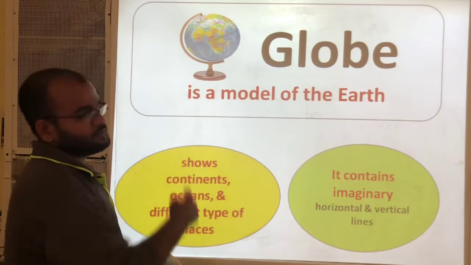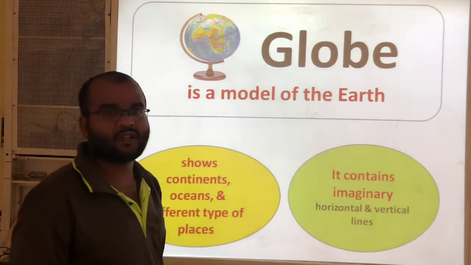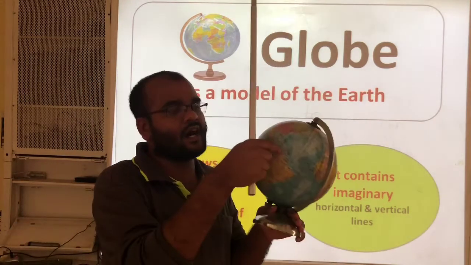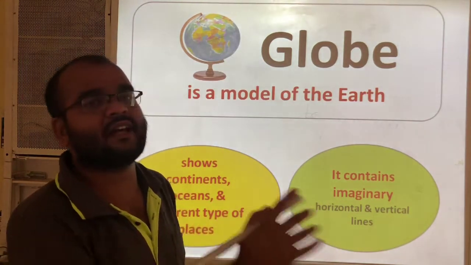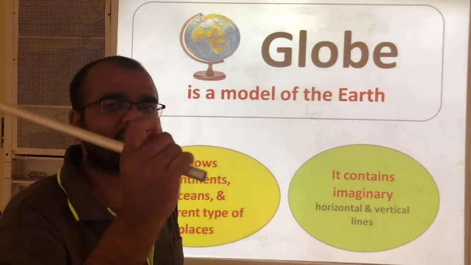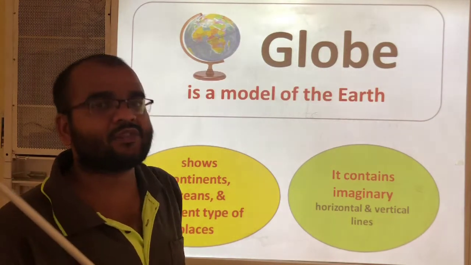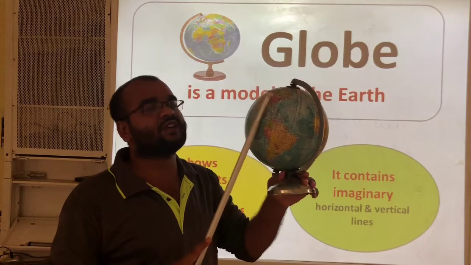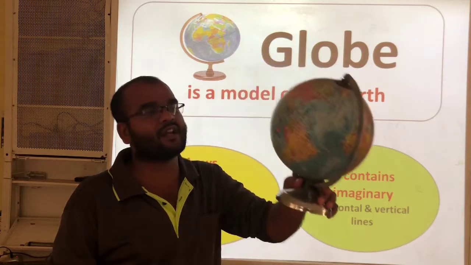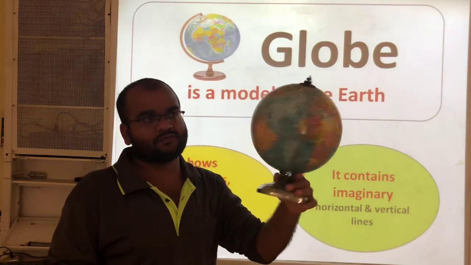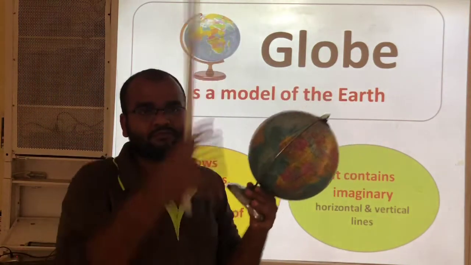See here, a globe is a model of the earth. Actually, we are living on this earth, so it is not possible to see the entire earth. Why? Because we are very small when we compare ourselves with the size of the earth. That's why we prepared one model of the earth, that is a globe. This is a model of the earth, and its shape is spherical. Spherical means a round shape.